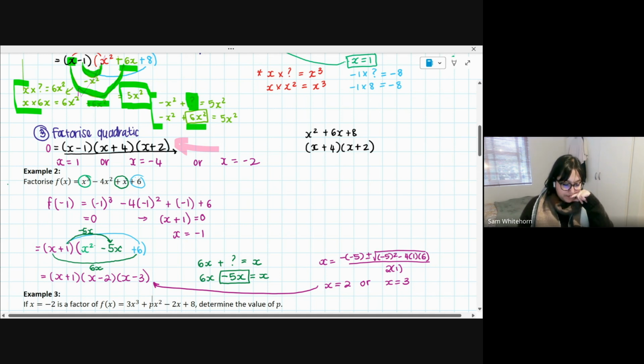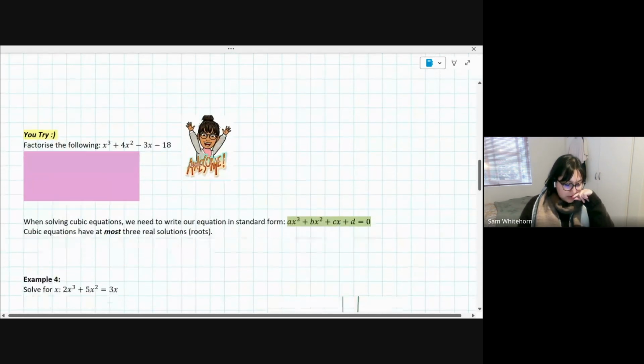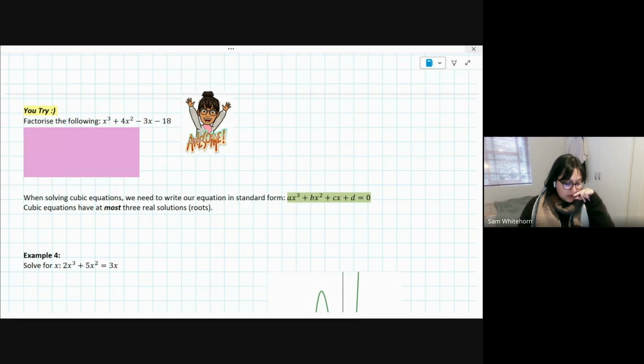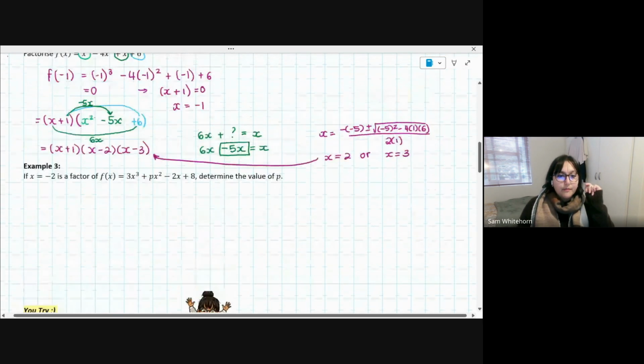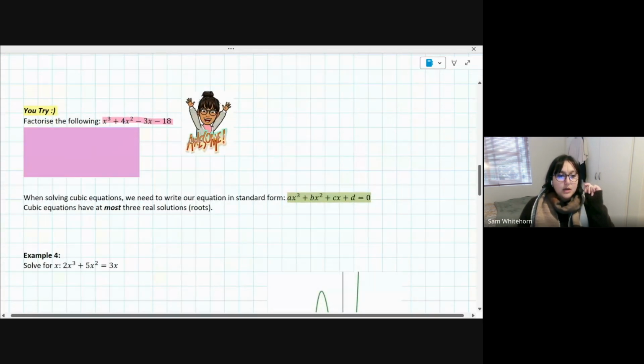Okay. Right, so I want you to try factorizing this cubic expression over here: x cubed plus 4x squared minus 3x minus 18. Sorry, don't know what I'm doing. Right, so let's try this one. Use whatever method you're comfortable with. I don't mind. I'm going to give you 5 minutes. I think that should be enough time. And then we'll have a look at the answer.